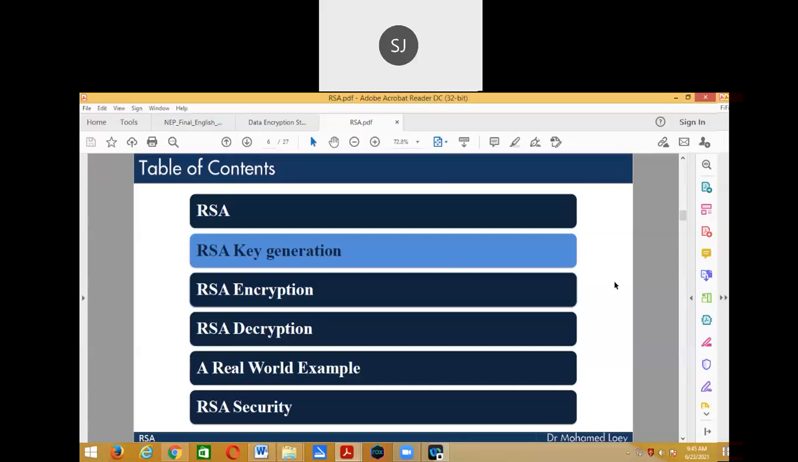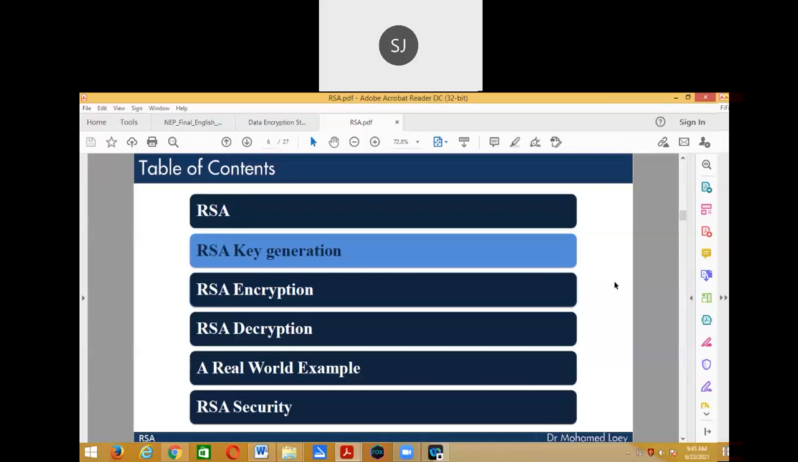That ciphertext comes to the receiver B. You know how B decrypts it? B now applies his private key. Whatever ciphertext is received, B decrypts it using his private key. Once he decrypts it using the private key, he will be able to generate the plain text.